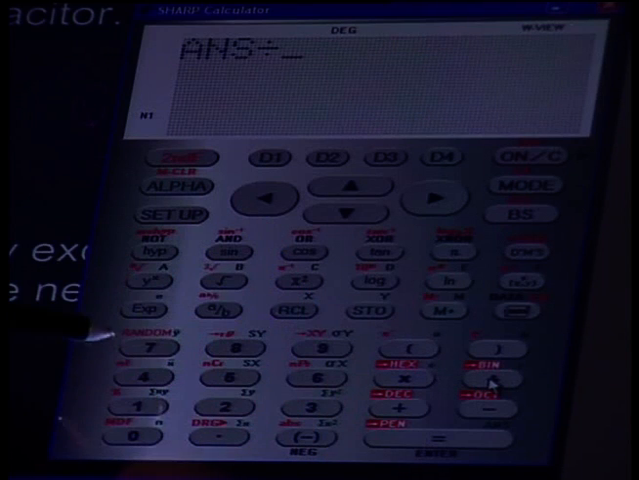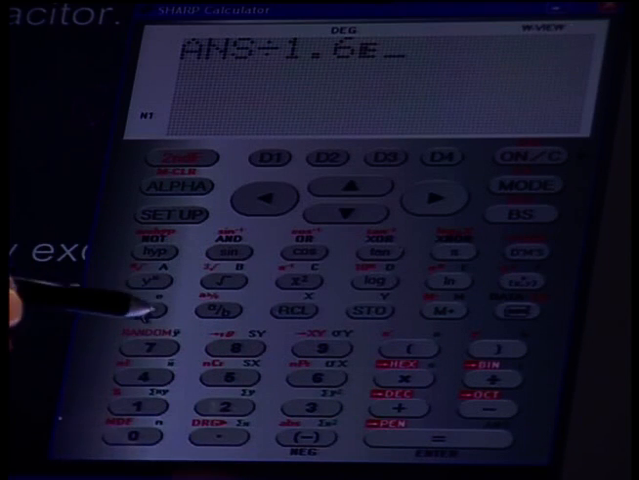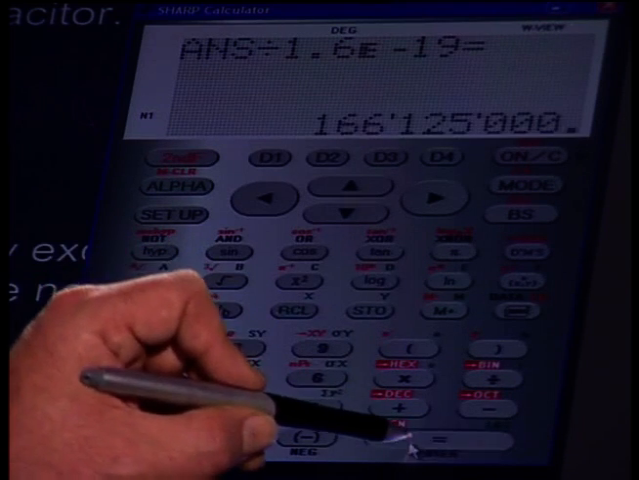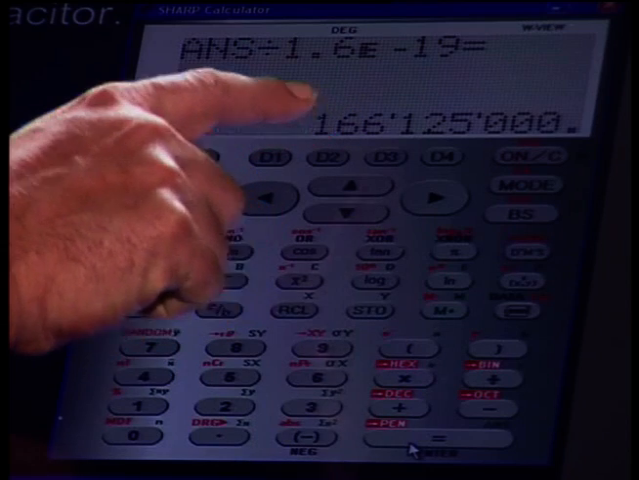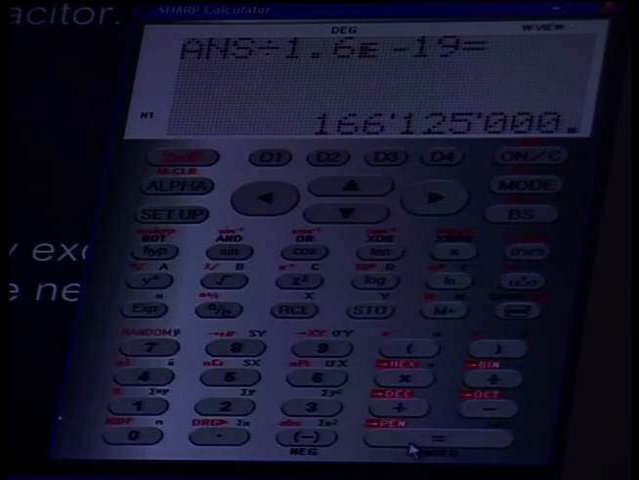And we're now going to take that value and divide it by 1,6 exponent negative 19, and there you go. Notice what you get. 166,125,000. Now, that's quite amazing that we're getting a whole number, even though we've started with these very big numbers. And that's the beauty of this idea of quantization of charge. We know we've got exactly a certain number of electrons.